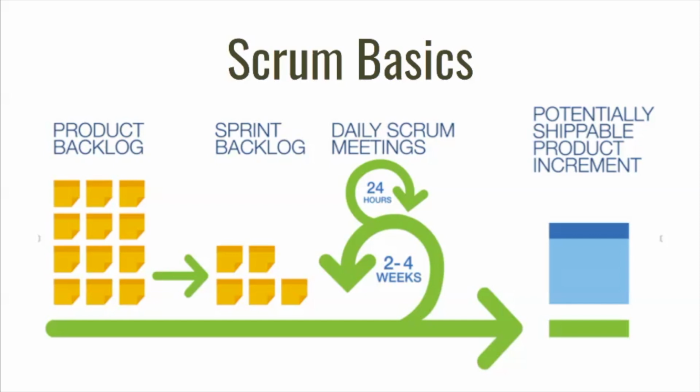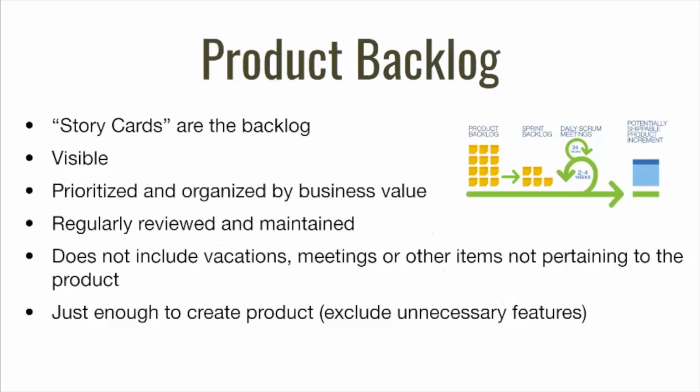With the idea that every 24 hours, that little loop you see on the top where you have a daily Scrum meeting is one of the ceremonies we're going to talk about, called daily Scrums, or iteration daily meetings, where we have certain touch points, and it's part of the Scrum cadence. And then at the end, you have your potentially shippable product increment. But let's talk about first the product backlog.